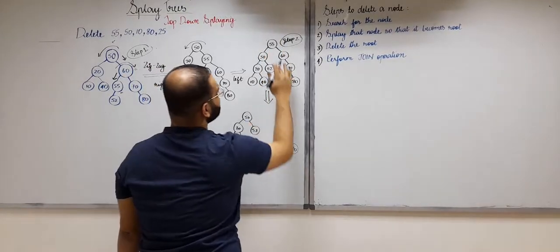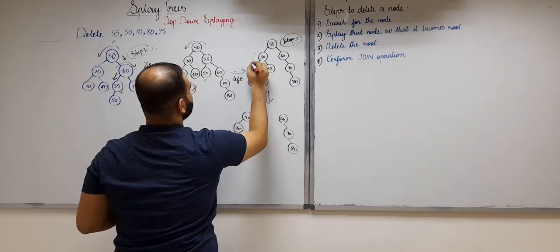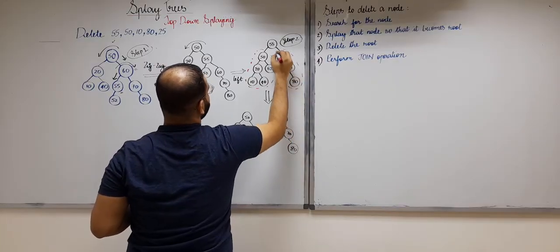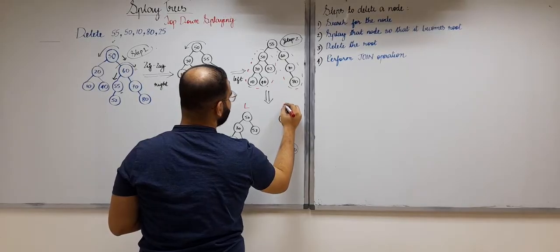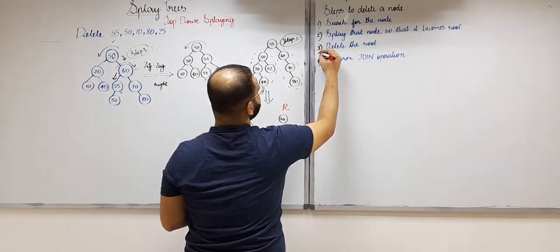So when we delete this node 55, we will be left with 2 subtrees. One will be this left subtree, right? And the other one will be the right subtree. In this video, I'll call the left subtree L, capital L, and the right subtree capital R. Okay? So now we have also completed this third step.